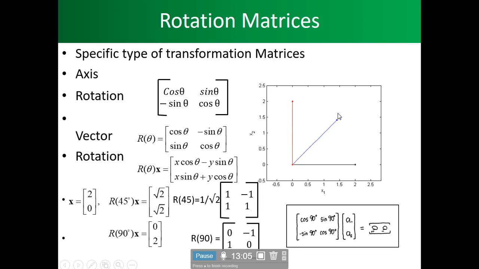And as you can see here, we can rotate this. We can rotate the vector from this position over to this position. And as we go through this, you'll be able to see. So as you can see here, we have 90 degrees. This is our original x. It's where x is 2, and y is 0. So this is our first point. This is where we start.